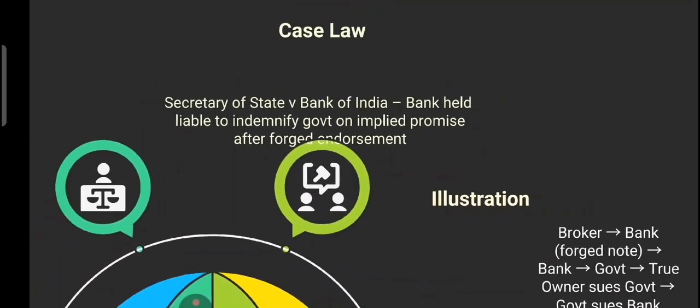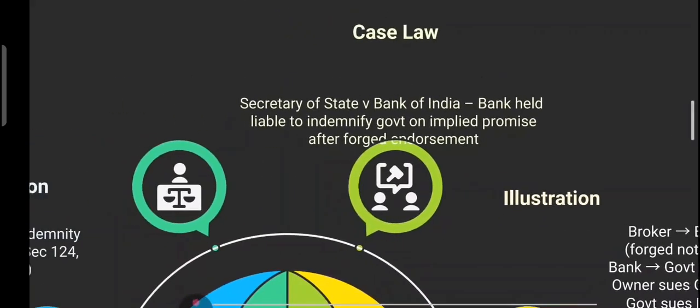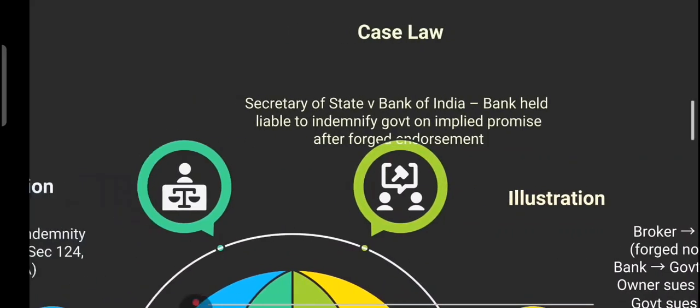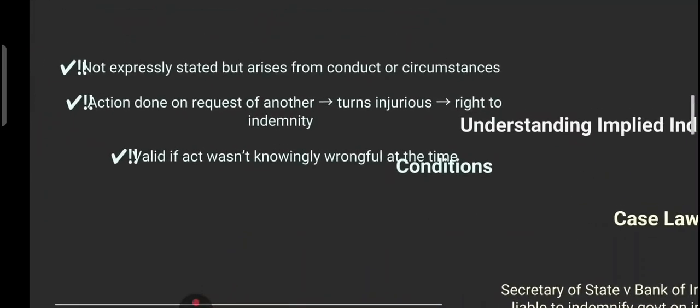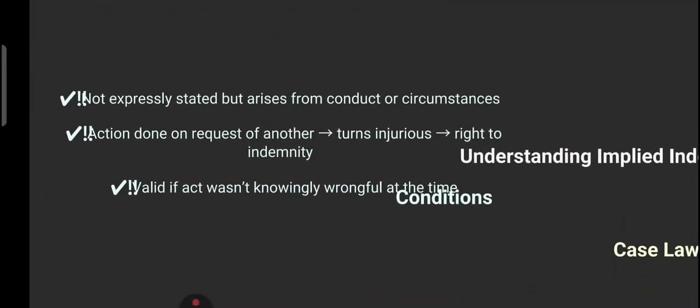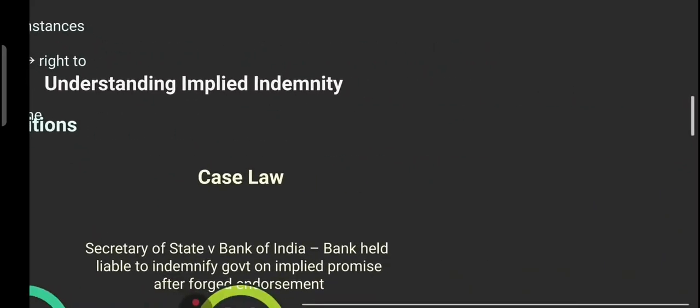So this is the classic example of implied indemnity, where action, not word, establishes the legal duty to make good the loss, right? That is what we talked about. Unlike express indemnity, which is clearly stated in a contract, implied indemnity arises not from word but from conduct or the nature of the relationship. It steps in silently. That's why it is called implied, offering protection when one party suffers a loss after acting at the request of the other, right? So that is the main point.